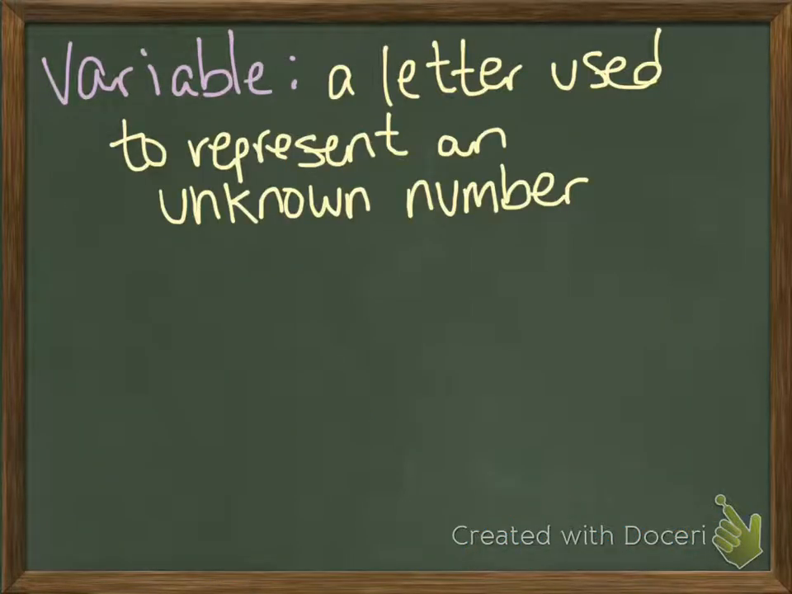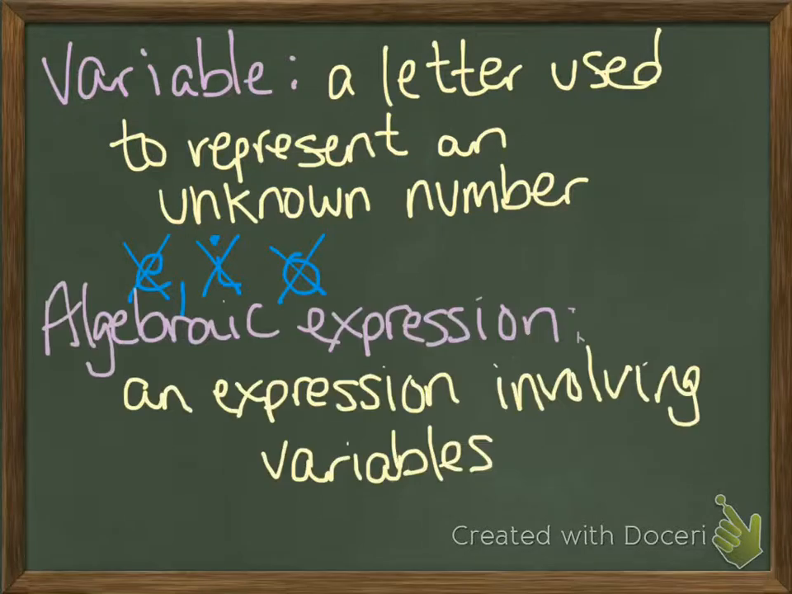A variable is a letter used to represent an unknown number. Typically, you are not going to see E used because E actually represents a given number called the Euler number. You also typically will not use I because I represents the imaginary unit, and we'll get into that, I believe, in Chapter 6. And for obvious reasons, you're probably not going to use the letter O, because it can be confused with 0. An algebraic expression is any expression that involves variables. So this is what determines the difference between a numerical expression and an algebraic expression. An algebraic expression, we're allowed to have variables.